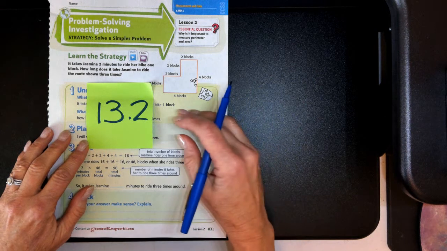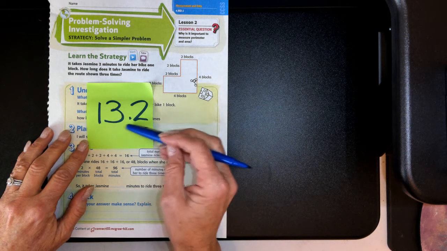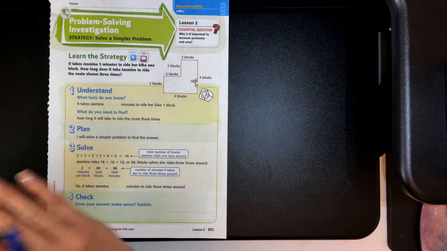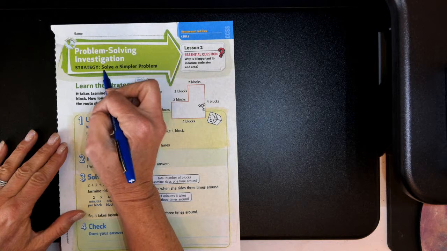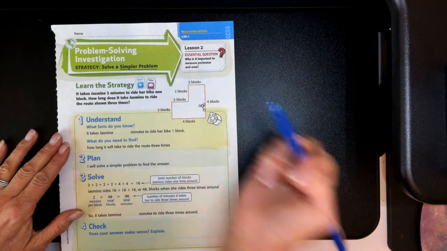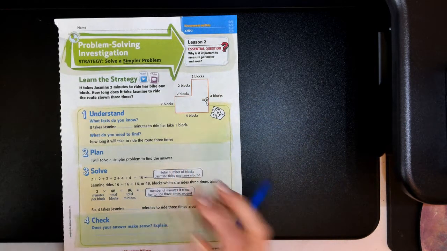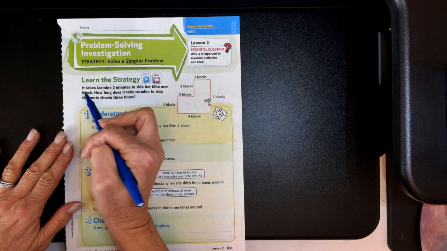Hello, today we're going to be working on Chapter 13, Lesson 2. And this is a problem-solving lesson, and we're going to be working on the strategy of solving a simpler problem, trying to make our life easy. So we're going to start by looking at our problem.